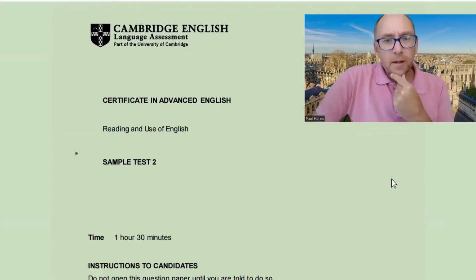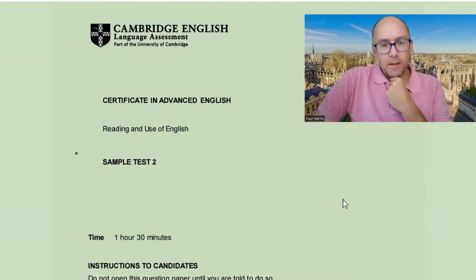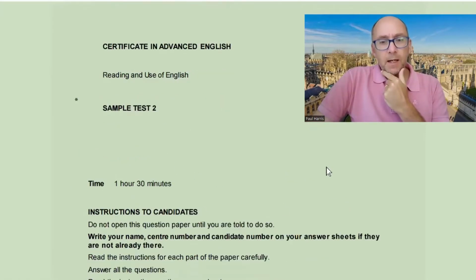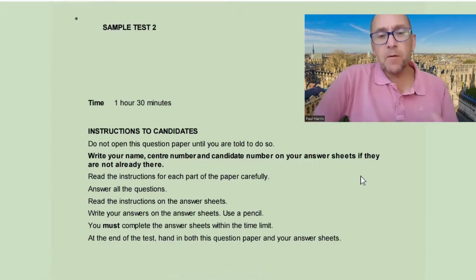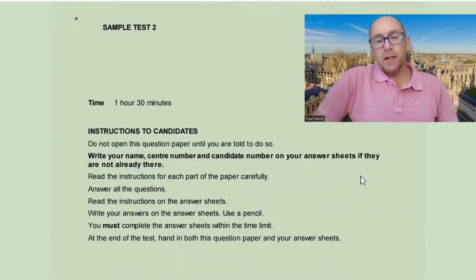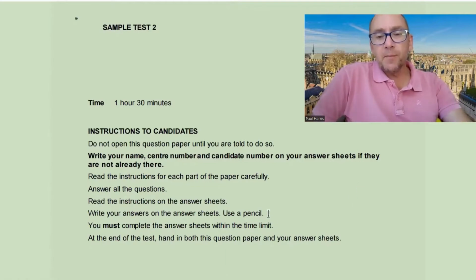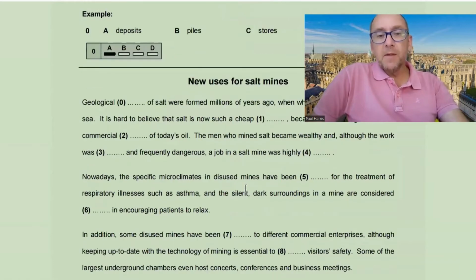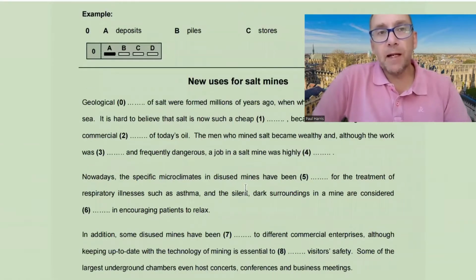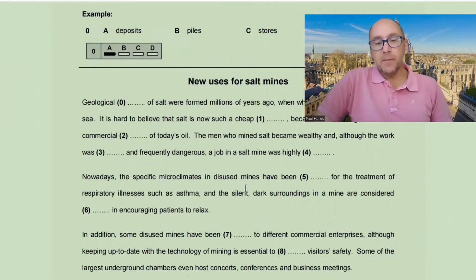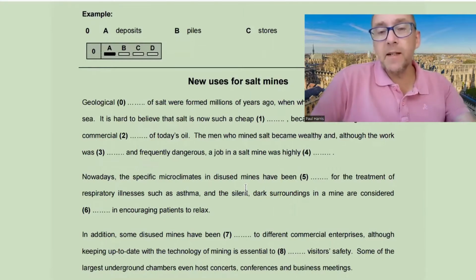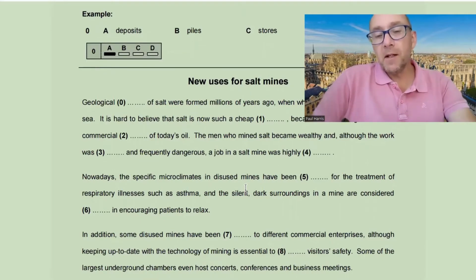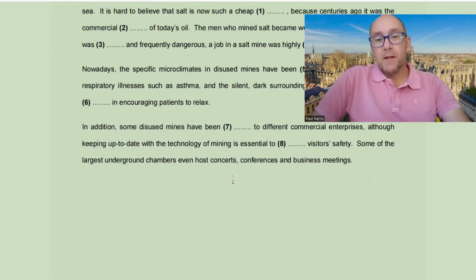So here we are with the first paper. This is reading and use of English, as it says here. We would go through this paper in class, looking at the individual parts of the exam. Each of the different parts goes through a particular area of language that has been examined, and we would look specifically at those different areas in class.